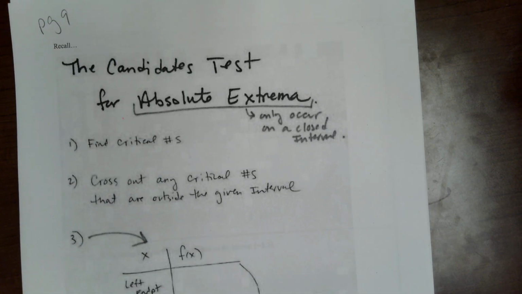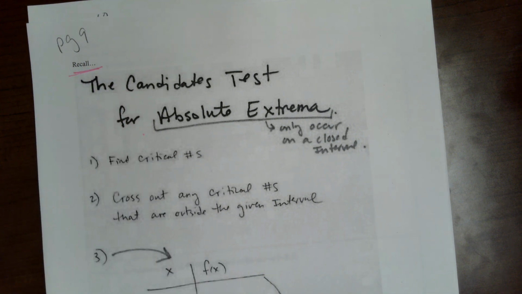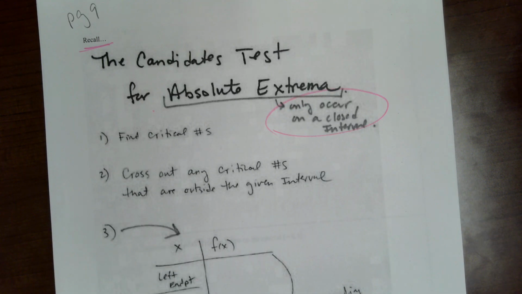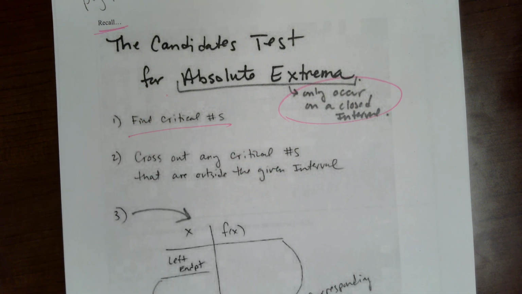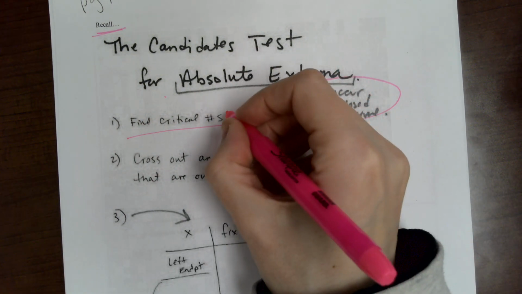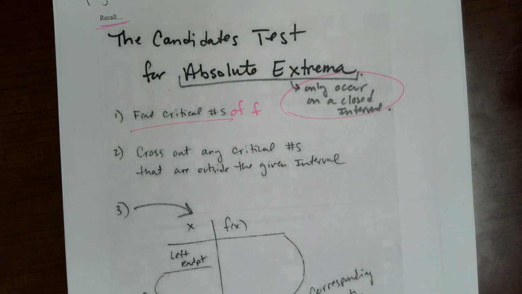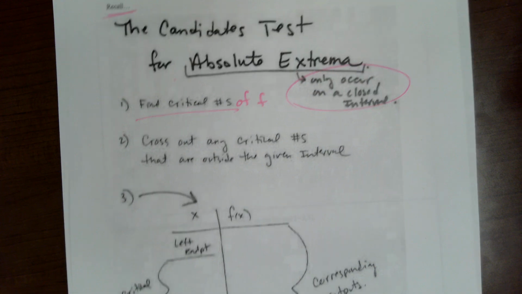All right, guys, so now page 9. This is just a little review here. Recall the candidates test for absolute extrema. These only occur on an interval. Absolute extrema are not local extrema. Local extrema can be absolute, but an absolute extrema might not be a local. It might happen at an endpoint. So these always occur on an interval. And to find them, first find the critical numbers of f. And then cross out any critical numbers that are outside of the given interval.